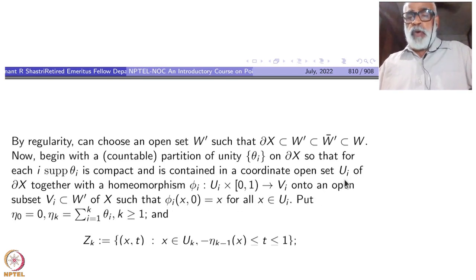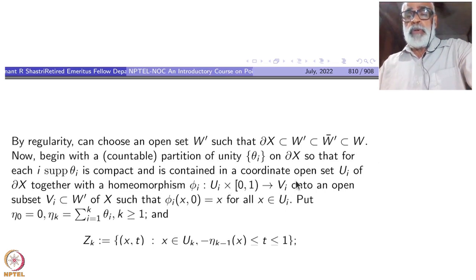So these are coordinate neighborhoods. So I have phi i from U i cross 0, 1 to V i. See, these are coordinate neighborhoods for points inside the boundary of X. Now I am going inside the manifold X itself, using that this W prime is a neighborhood of the boundary of X. And U i bars are compact, so I can extend this neighborhood to 0, 1, right? Phi i from U i cross 0, some epsilon. See, this is the first thing here because of the compactness. You can extend it to a small neighborhood 0 to 1 to V i. It's Valet's theorem.